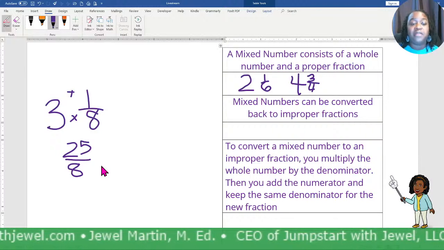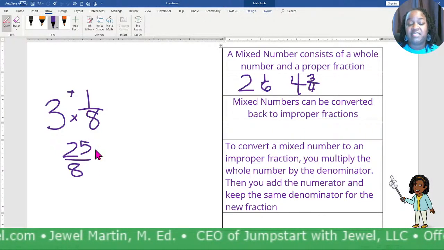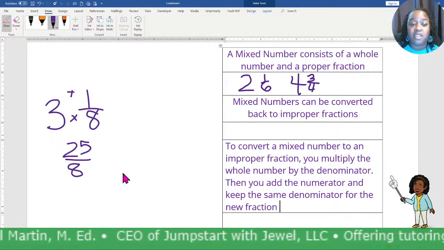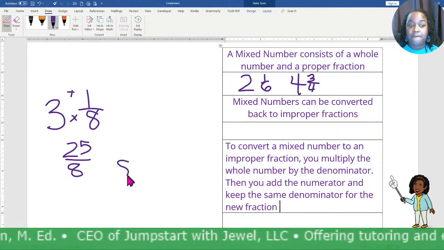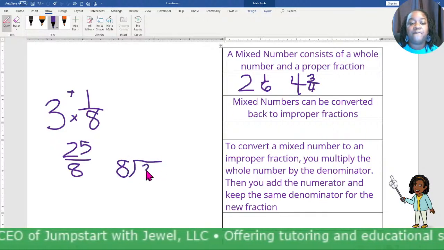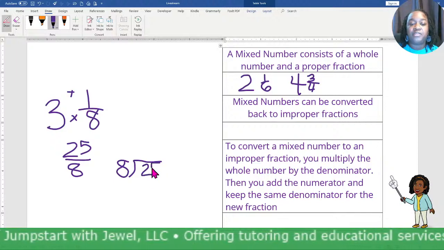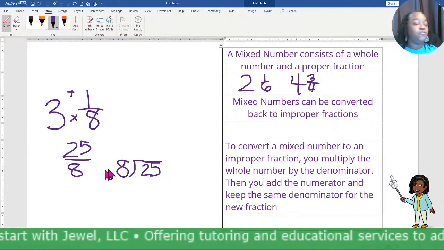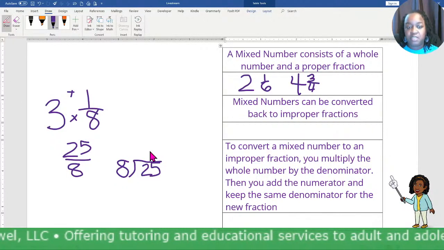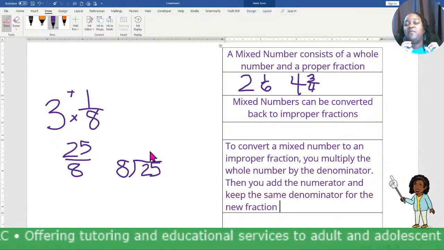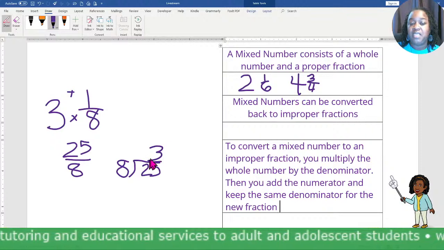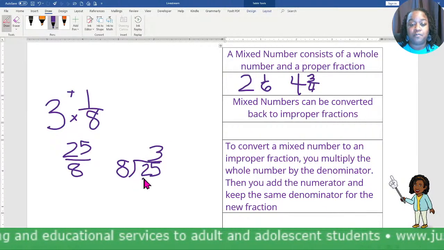Now we're going to convert it back to a mixed number. And again, it's an improper fraction because the denominator is smaller than the numerator. So now let's convert it back. 8 divided into 25. How many groups of 8 can we get out of 25 if I have 25 stickers? How many groups of 8 can I make with 25 stickers? It's 3, because 3 times 8 is 24.